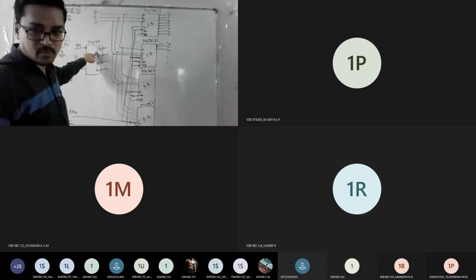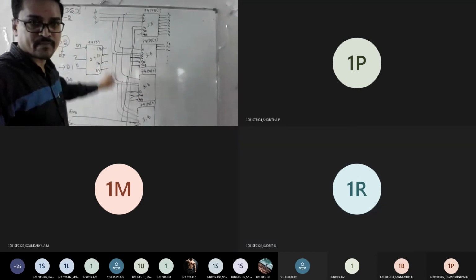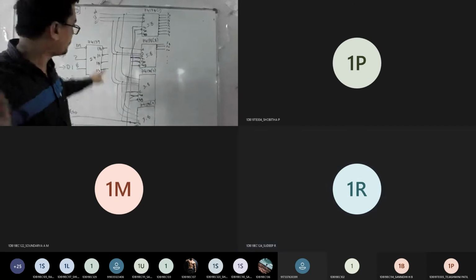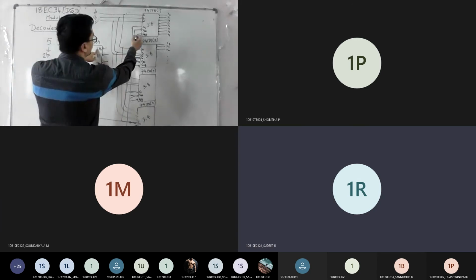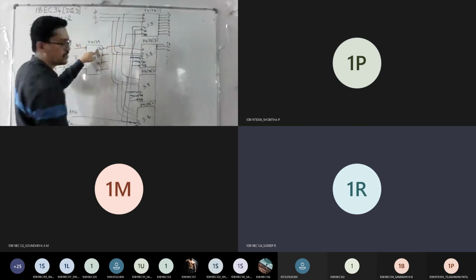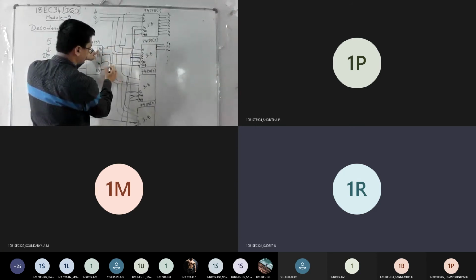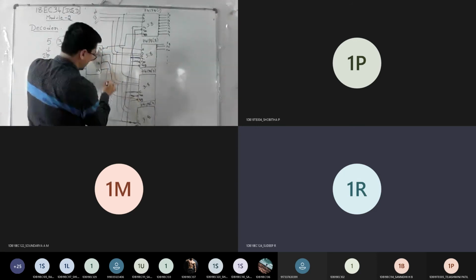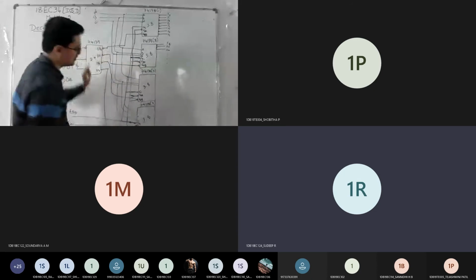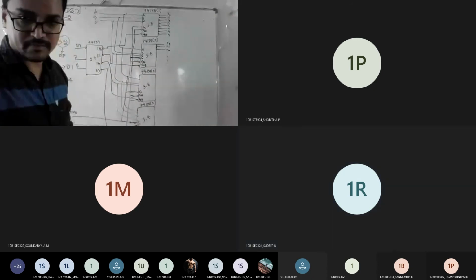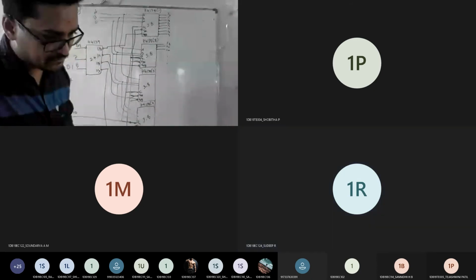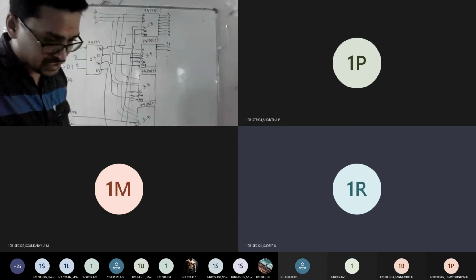Then look at here, output from this 2:4 decoder. So what should be done now? So from this Y0, I need to connect to this. Similarly, from this Y1 connect to this, then Y2 to this, and last Y3 to this. That's all connections what we have. Am I clear what I told everyone? Shall I repeat?